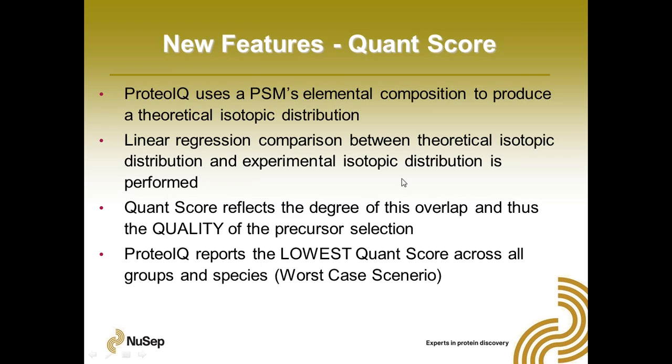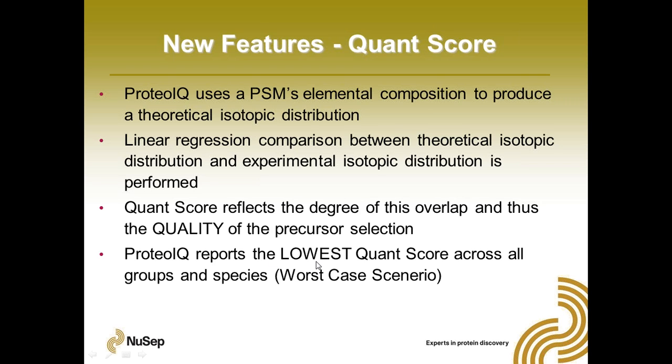All right? So for every PSM, or peptide-spectrum match, or MS/MS event, we know the elemental composition. We can produce a theoretical isotopic distribution for that peptide. We can map that using a linear regression analysis between the theoretical and the experimental. And then we can score that. It's an R-squared. The quant score reflects the degree of this overlap, and it also has an additional feature in there for looking at the shape of your XIC. Essentially, it's the quality of the fit, the quality of the quantitation.